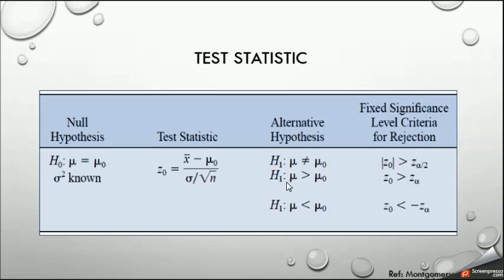In case we have H1, or the alternative hypothesis, to be mu is larger than mu naught, which is a specific value, we will reject the null hypothesis if Z naught is larger than Z alpha. On the other hand, if H1 is mu is less than mu naught, we will reject the null hypothesis in case Z naught is less than minus Z alpha. Here we have minus Z alpha. Also, we can write Z 1 minus alpha.